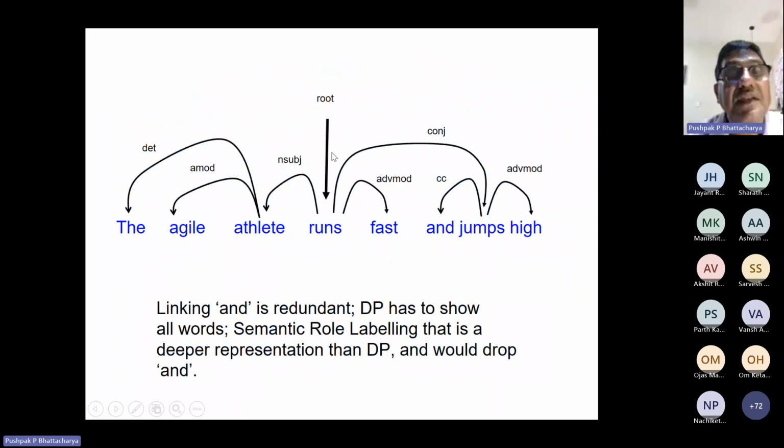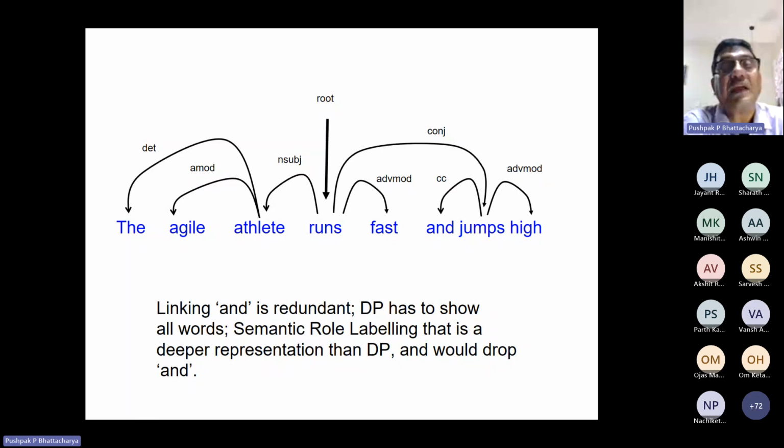Okay, are both needed? Let's look at an example and see. Here is a sentence: the agile athlete runs fast and jumps high. In this case, we are seeing a dependency parse tree. So let's pay some attention to this parse tree. First of all, root is pointing to runs, saying thereby that runs is the main verb of the sentence. Now, who runs? Athlete. So there is this nsubj from runs to athlete. What kind of athlete? The agile athlete. So agile is the adjective modifier and det is the determiner.